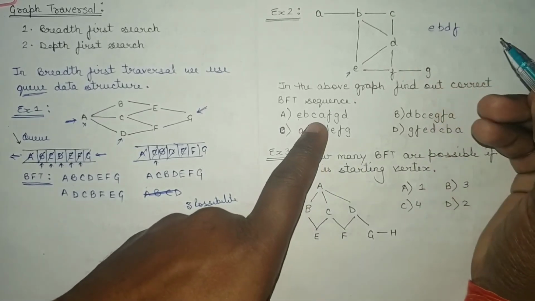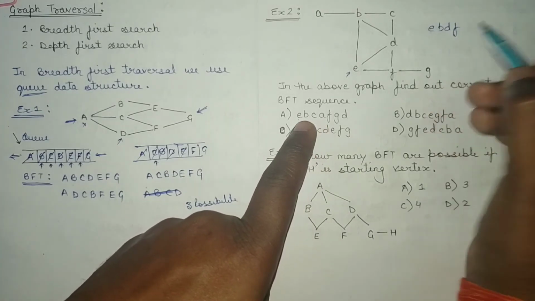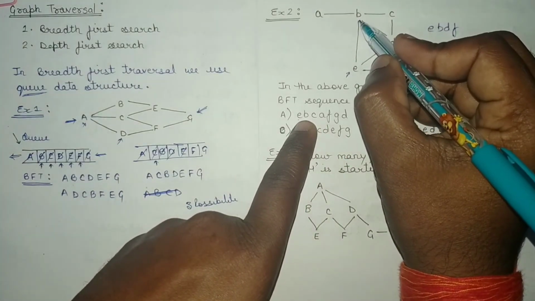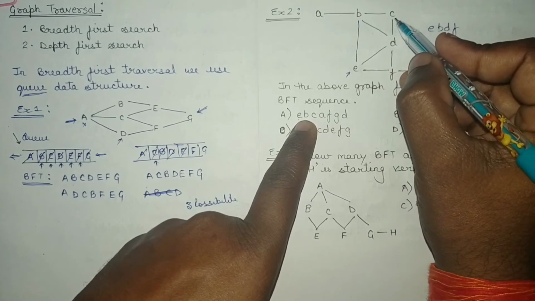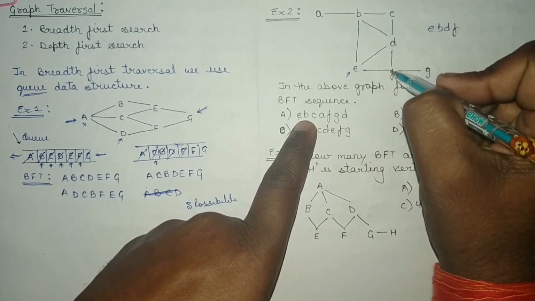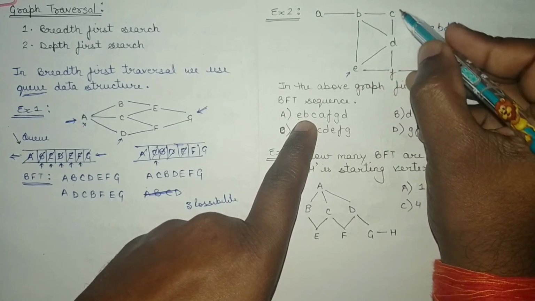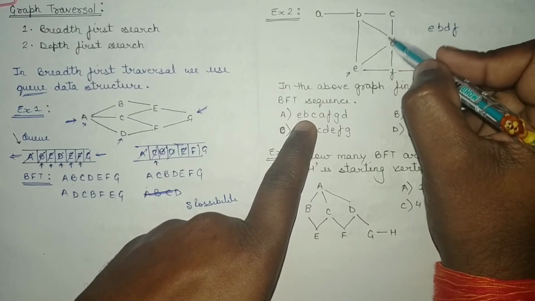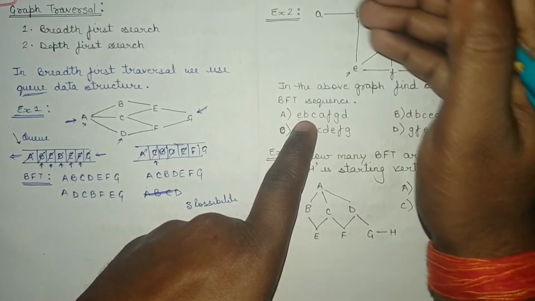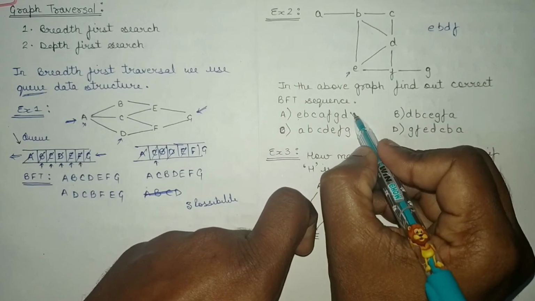So here you can see that this is not right because after E they taken B, which is right. After B they taken C, but D and F are also adjacent. So it is not possible that you take C if adjacent are available. So adjacent should be together. So this cannot be the answer.